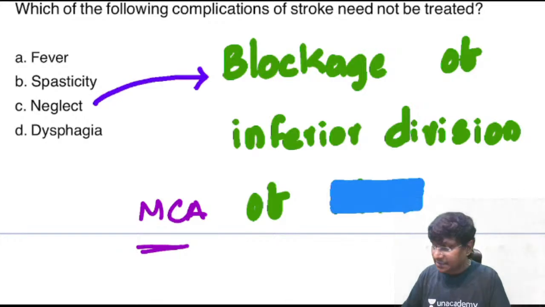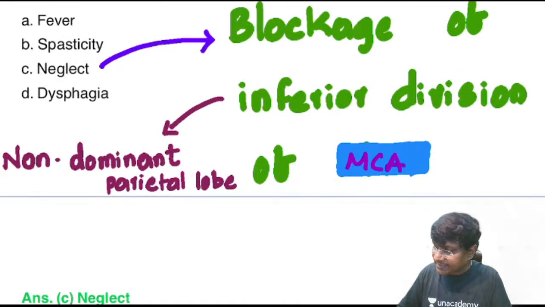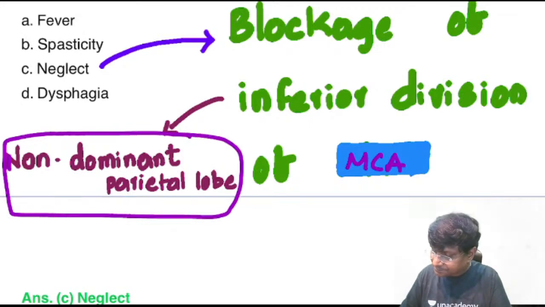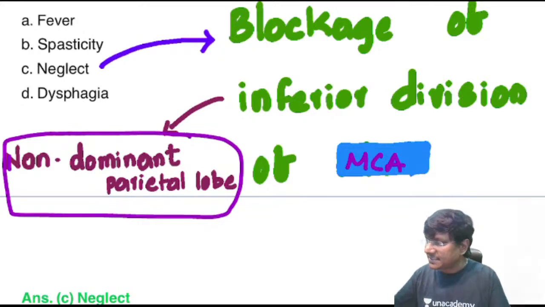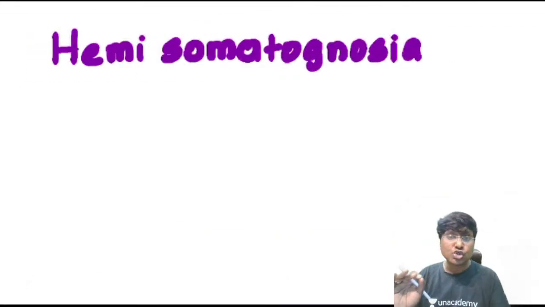And this blockade of the inferior division of the middle cerebral artery, if it is occurring in the non-dominant parietal lobe, then the individual will develop this neglect. Now, first of all, what do you understand by this word neglect? Another terminology which can be given to this particular neglect is hemisomatognosia.